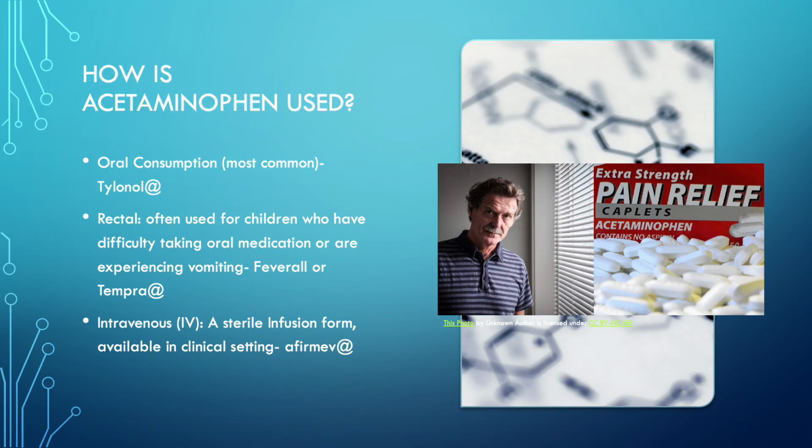How is acetaminophen used? There are several ways to take acetaminophen. The most common is orally in tablets, capsules, or liquid form, but it can also be given rectally, and it's often given that way for children who can't swallow medicine or have issues with vomiting. But in clinical settings, it can be given intravenously or through an IV.